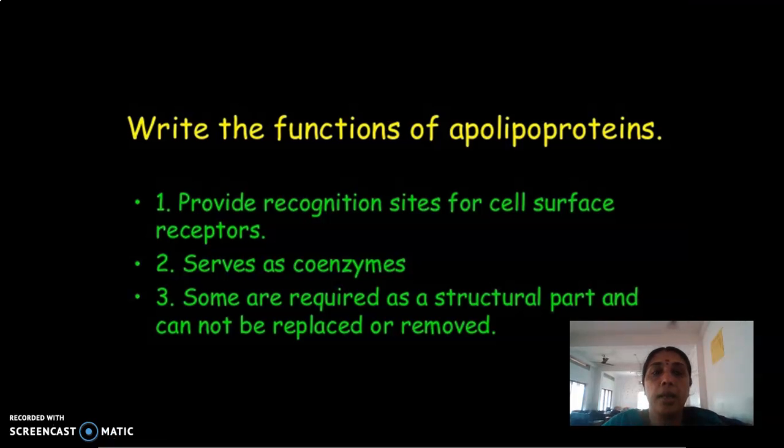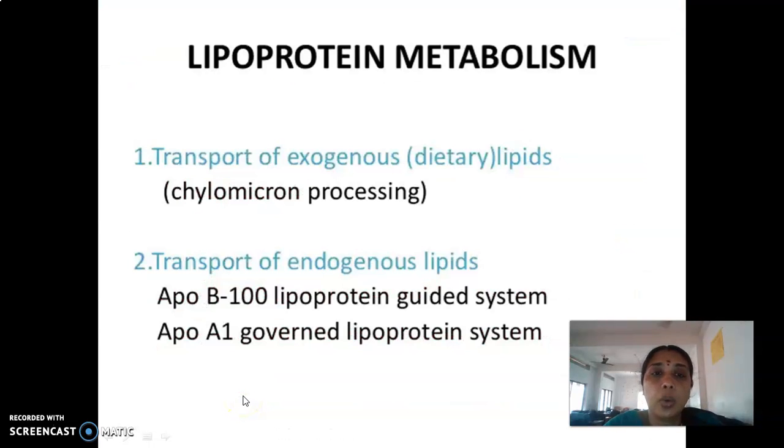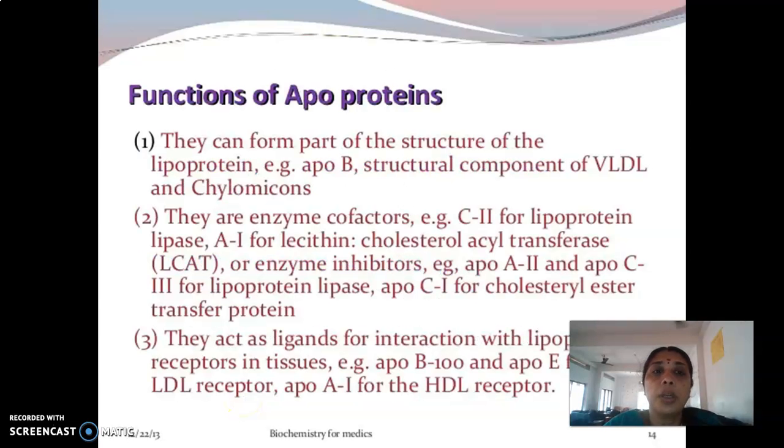lipoproteins, right? And their functions: they provide recognition sites for cell surface receptors, act as coenzymes, act as ligands, form the structure of lipoproteins, act as cofactors, and act as receptors on the tissues. Examples are ApoB100, ApoE, etc. I've given the functions in the notes. Okay, next we'll start with the metabolism.